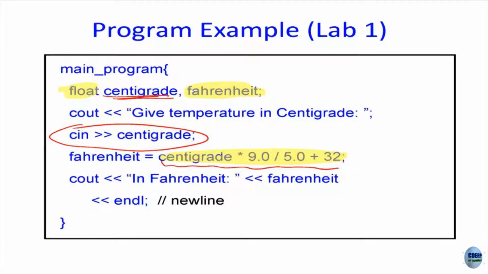You took as input centigrade from the user, and the conversion was based on this formula. While evaluating the right hand side, you have to ensure that centigrade is kept as a float. If you don't do that, then the right hand side will be evaluated to be an int. I mean, of course, unless you have this 9.0 and 5.0 explicitly put there.